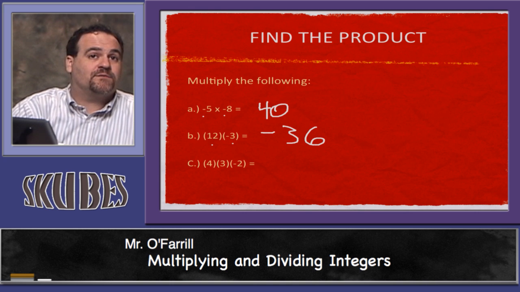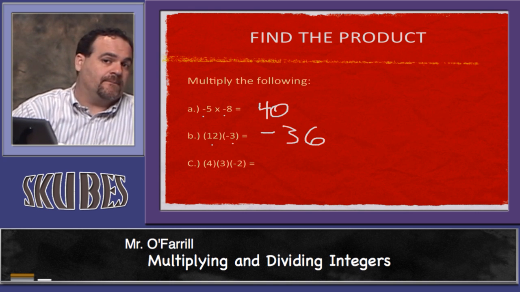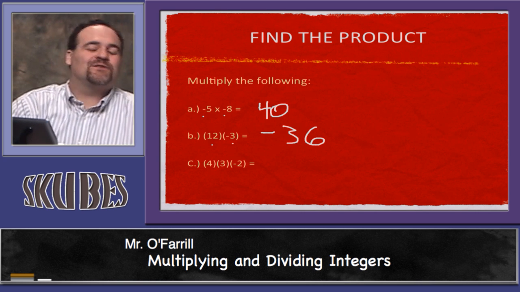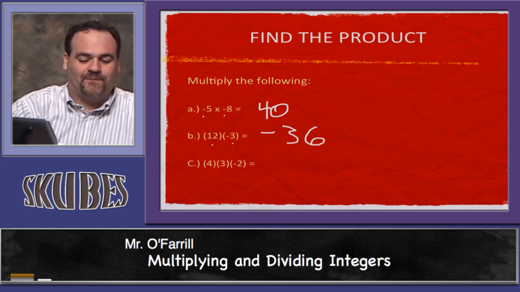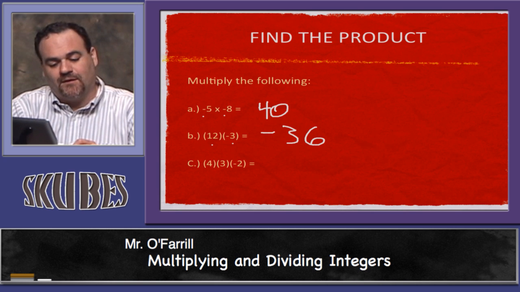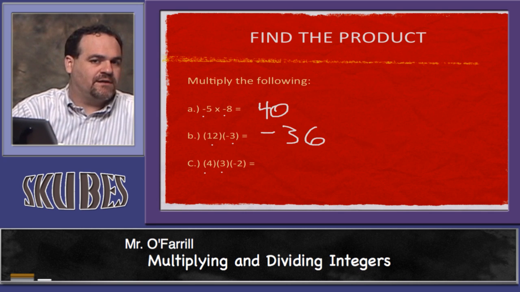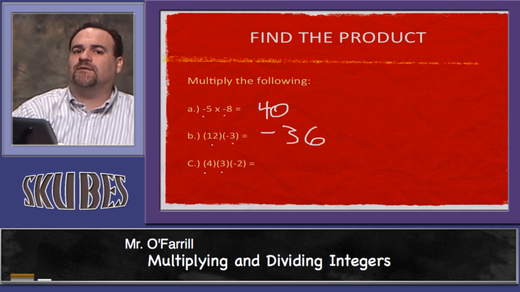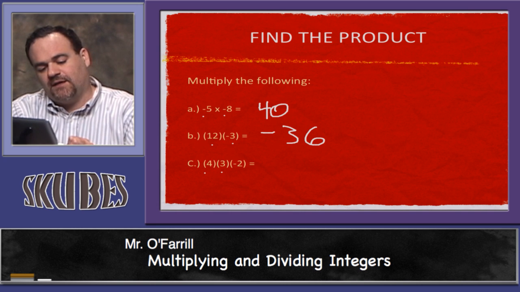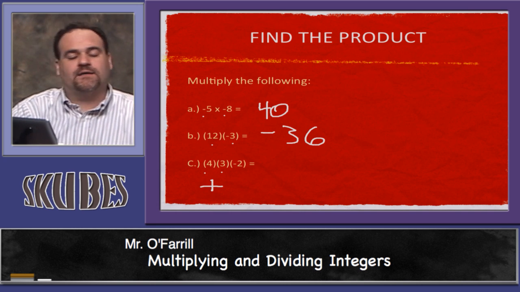And the last problem on this page, oh, wait a second. We have 3 numbers. That's okay. We're just going to do them a turn at a time. Let's look at the first two. Positive 4 and positive 3. Positive times a positive. They're the same sign, so that's going to be a positive.